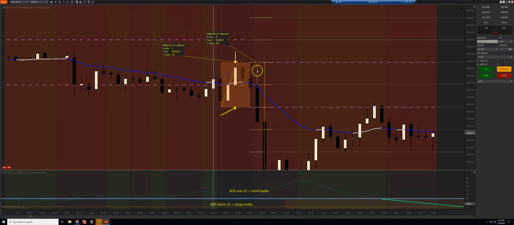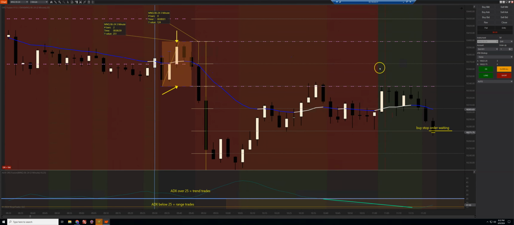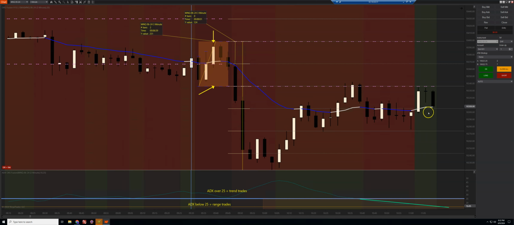We found our high and our low. We got a 124 tick standard deviation. Then we're going to extrapolate our standard deviations up and down, and we're not going to start trading till 11 o'clock. Here we don't get a valid entry because we're in a green zone.